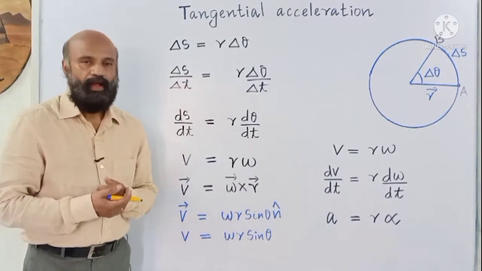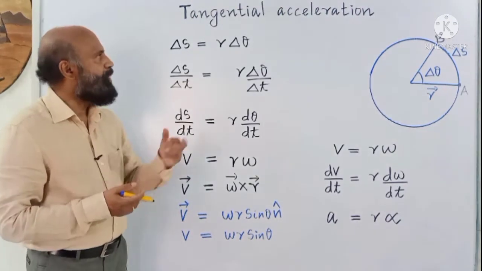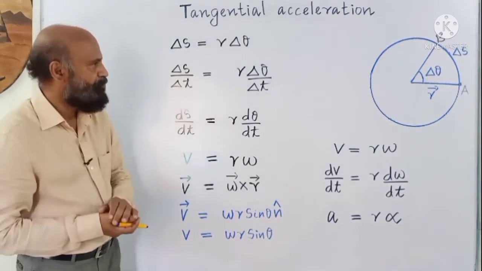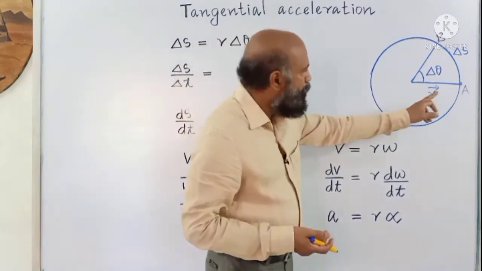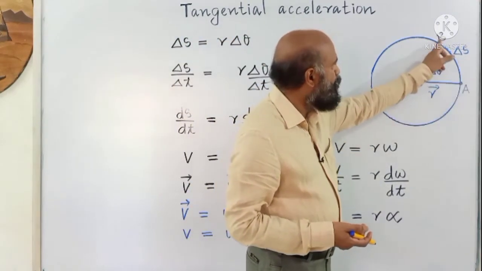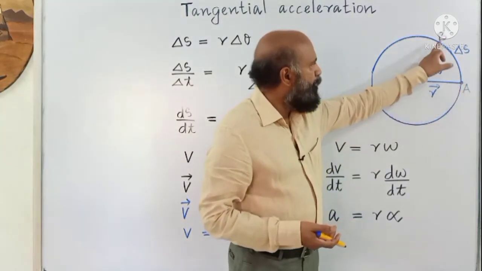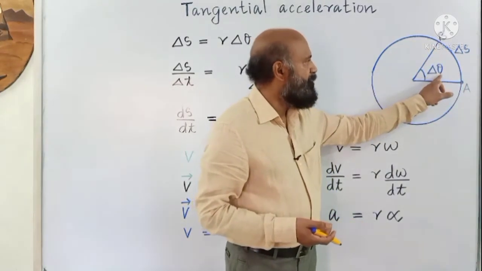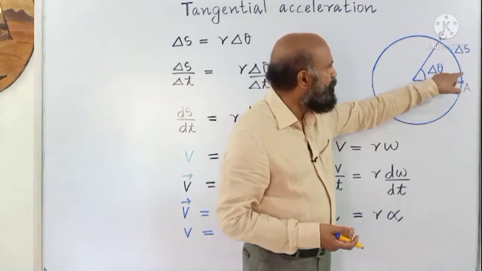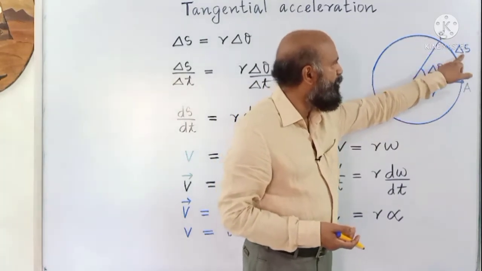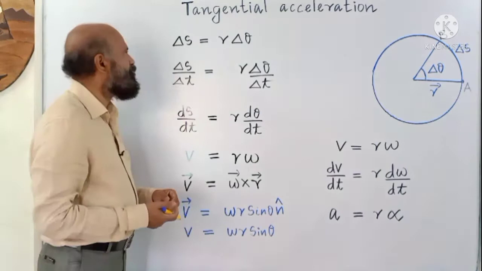In this video, I am going to explain tangential acceleration. Here, a particle is moving from the position A to the position B. Then, the angle described at the center is delta theta. Then, the linear displacement is delta S.